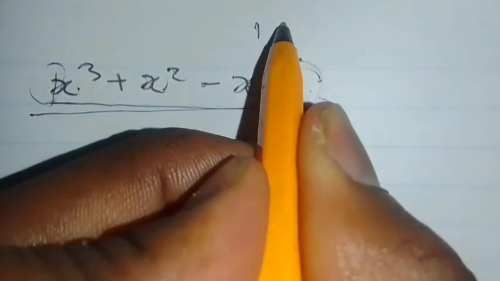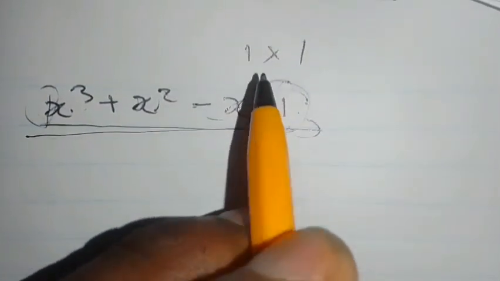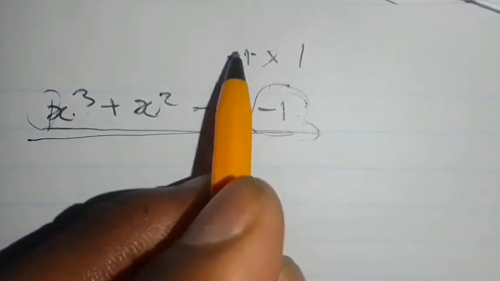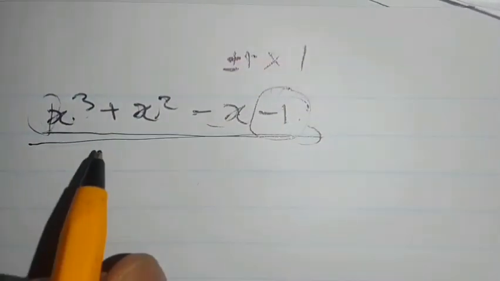The factors of 1 is just 1 and 1, right? And that's the only factors available. And then what you're gonna do is plug in plus minus of the factor. And now let's start with 1.